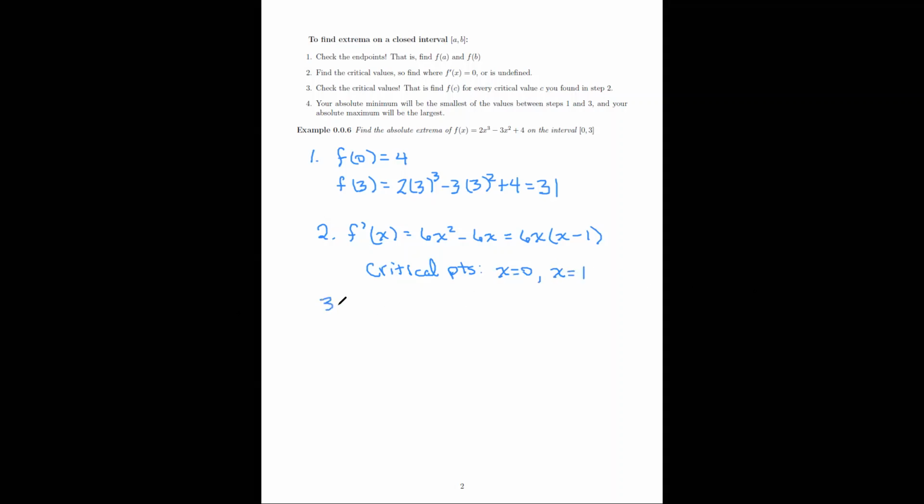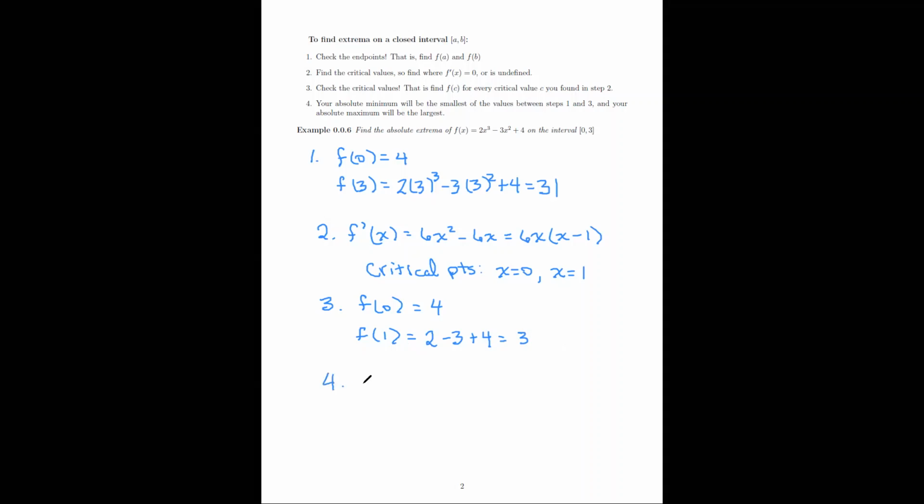All right, step 3. Now we want to check our critical values. We want to see what their y values are. We actually already did 0 because that was also an endpoint. We got 4. And if we plug in 1, and again, this is into our original function, not into our derivative, we get 2 minus 3 plus 4, which is going to give us 3. All right, so we found all of our candidates for the x values for extrema, and we've plugged in those x values into our function to get the y values.